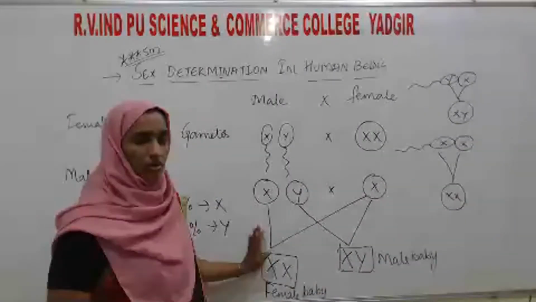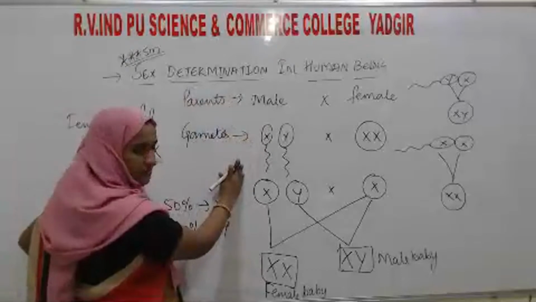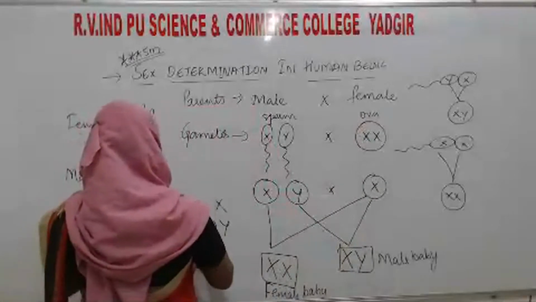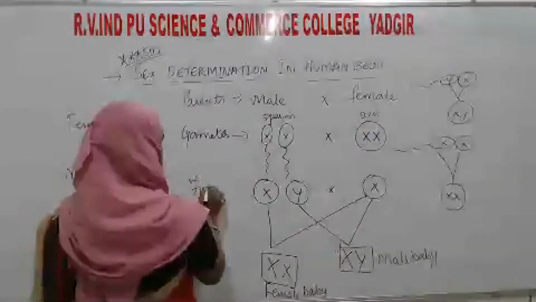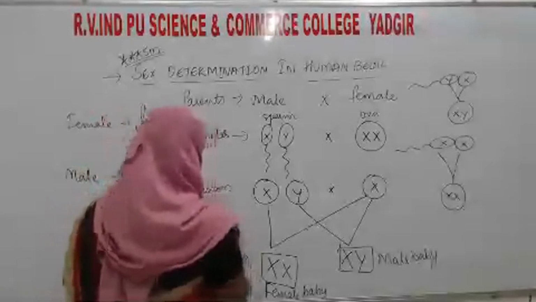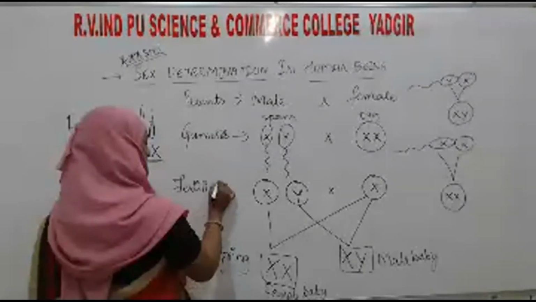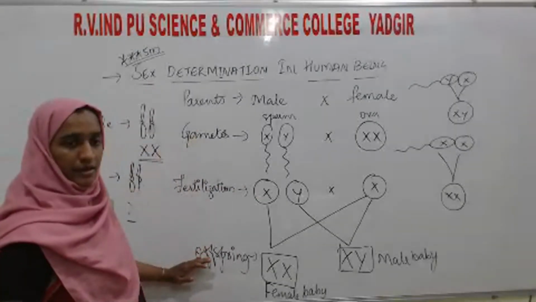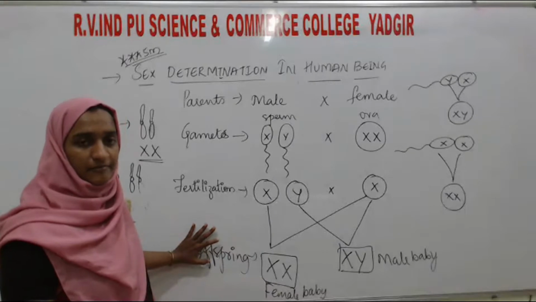So these are the parents, male and female. These are the gametes, sperm and ova. And again, here you can write fusion, then offspring. Fusion or fertilization also you can write. If you write this flow chart, this much is enough to get the 5 marks in your theory exam.